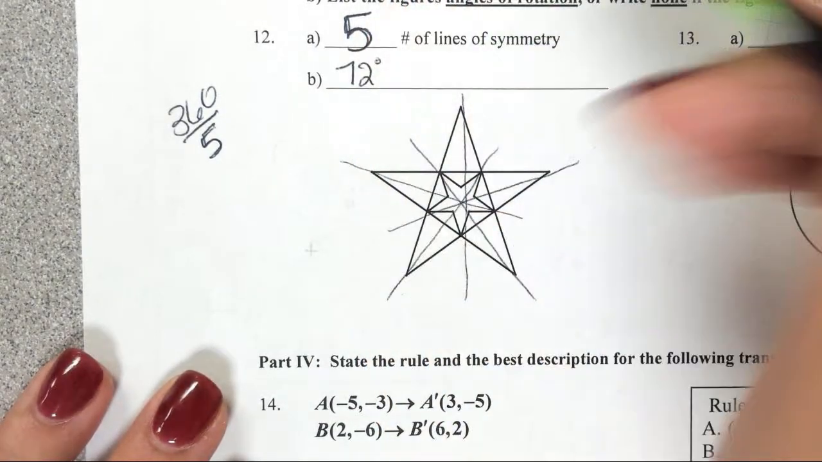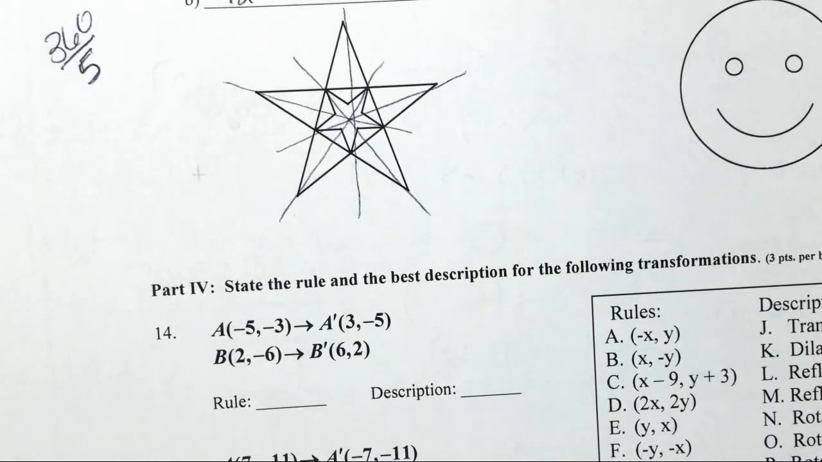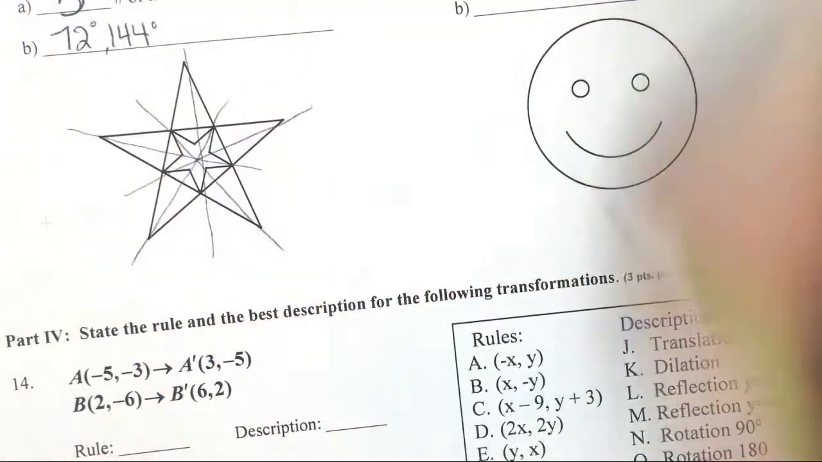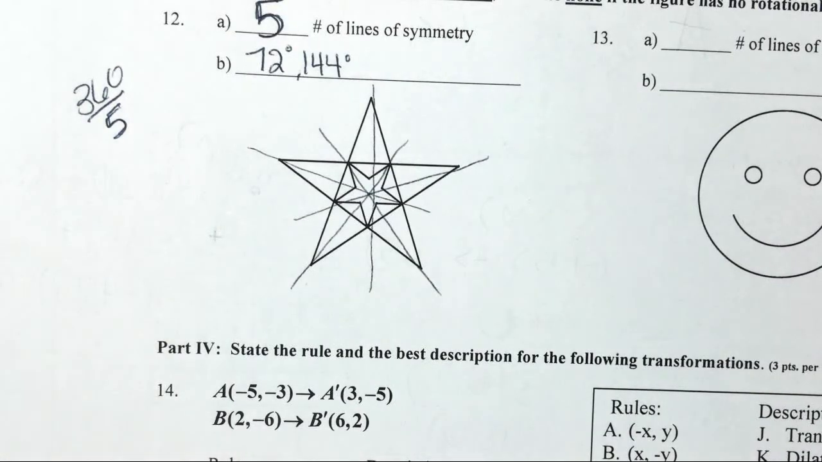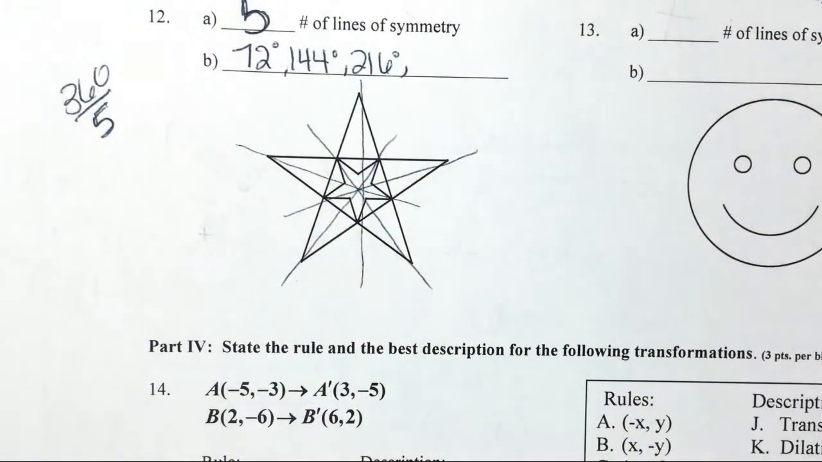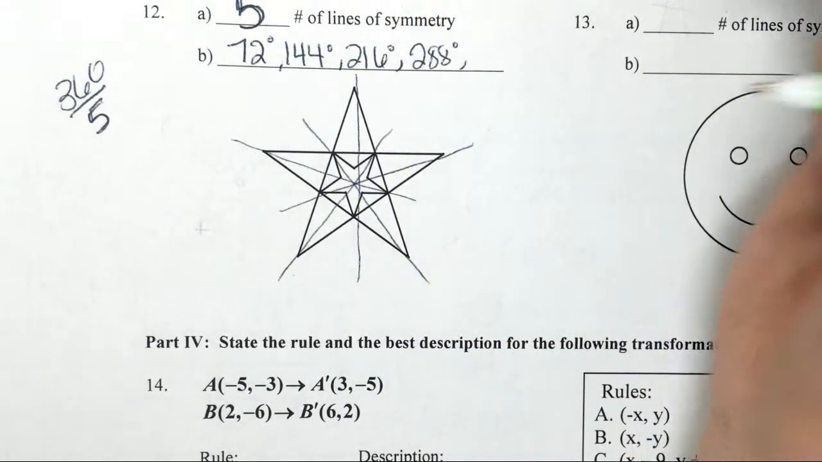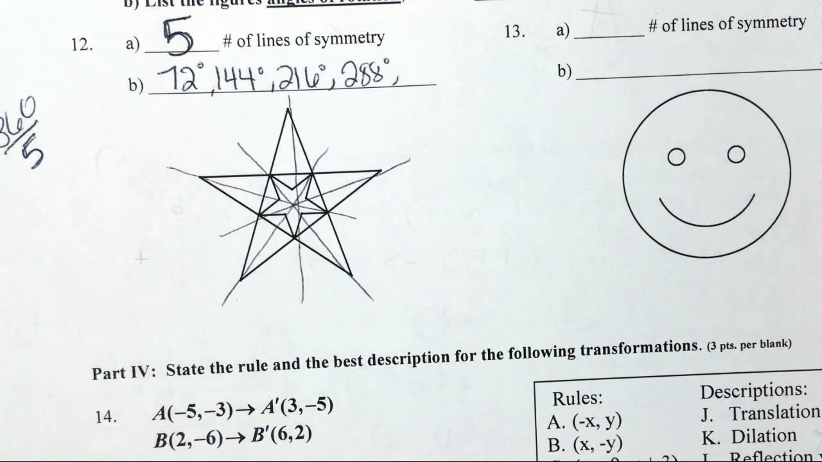So I want to know the angles of rotation. If I rotate it 72 degrees, I get the exact same image. But then I can also do it again. That's the exact same image, but I can do it again, 72 more degrees. So at 144, it's also the same image. And then if I keep going, 216 and 288. Now you end up at 360. You don't need to write 360 because that's your original one, but if you do, I wouldn't count off.